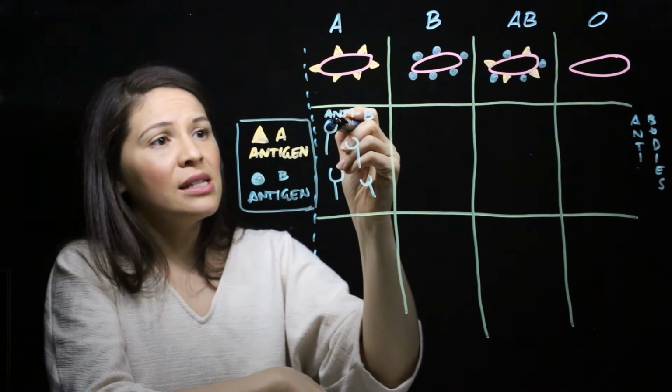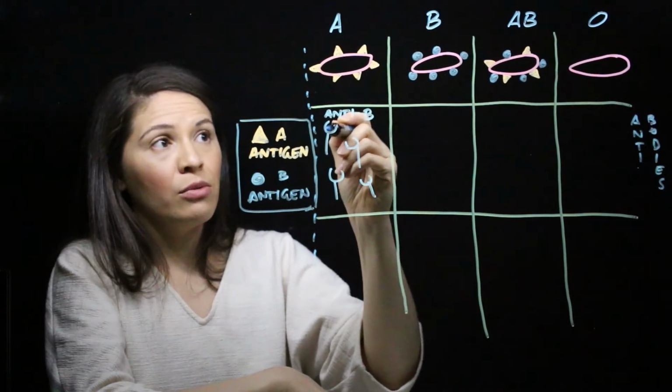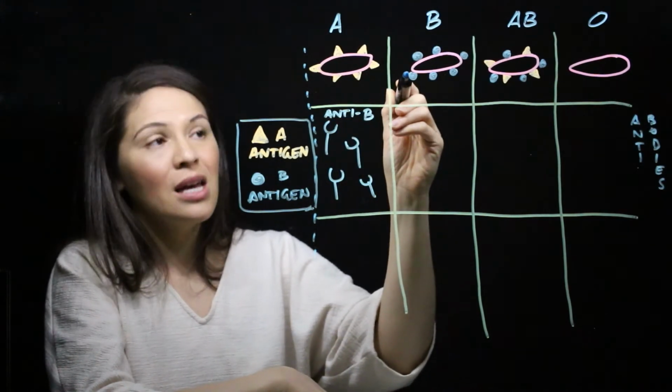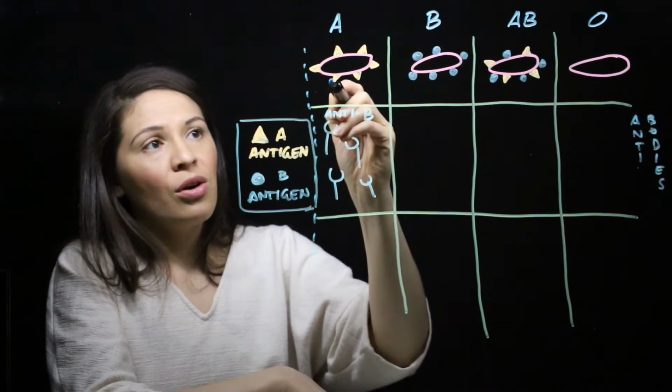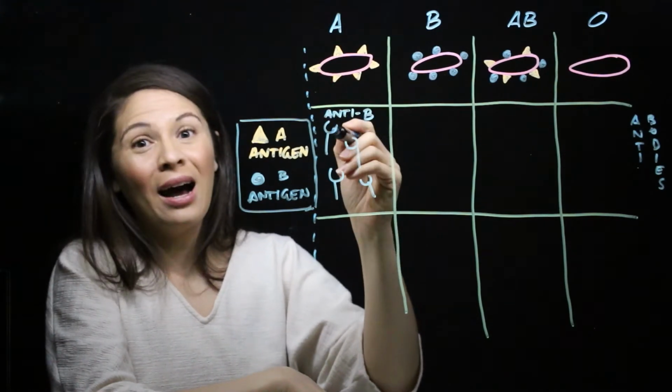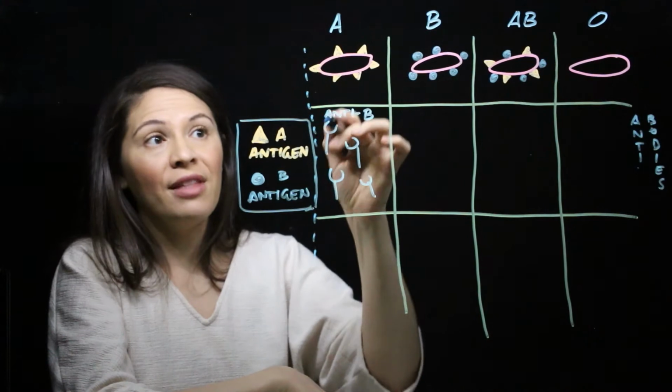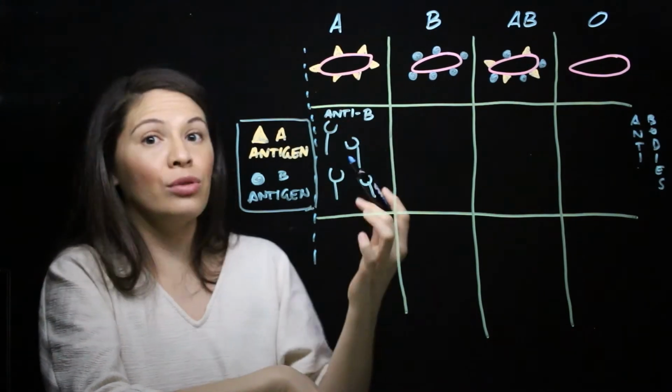So obviously you can see that we've got this circle shape here, which is made perfectly for those B surface antigens. So these two can exist in perfect harmony because we're not going to have them attaching there and destroying the host's cells.